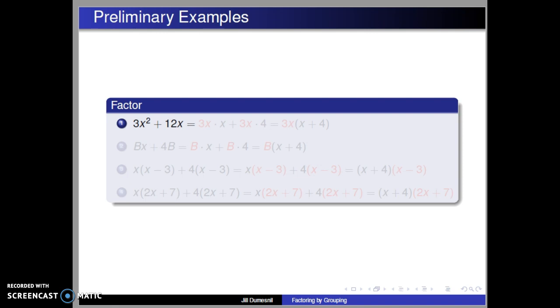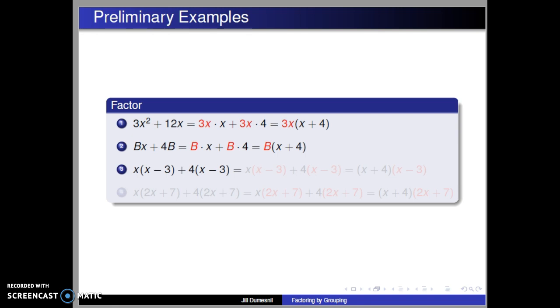To factor 3x squared plus 12x, we first note that each term has a common factor of 3x. When we undistribute this factor of 3x, our remaining factor is x plus 4. Similarly, to factor bx plus 4b, we recognize a common factor of b. We undistribute the common factor of b to get b times the quantity x plus 4.